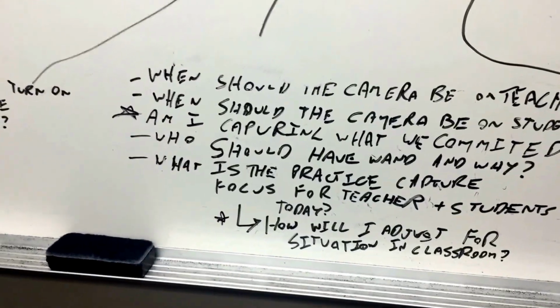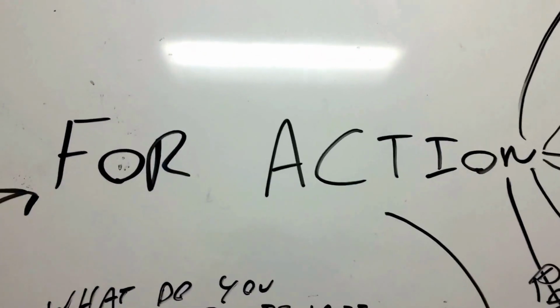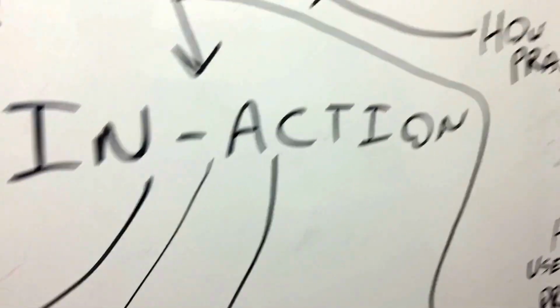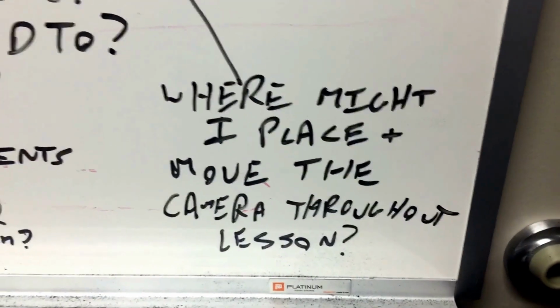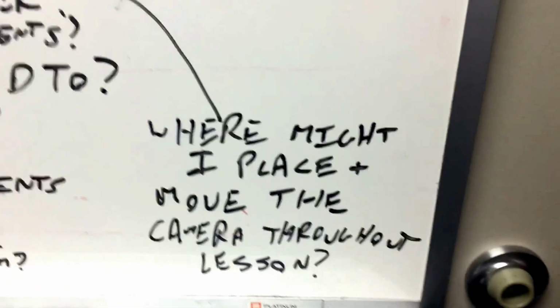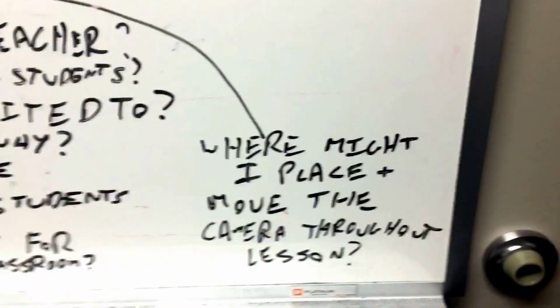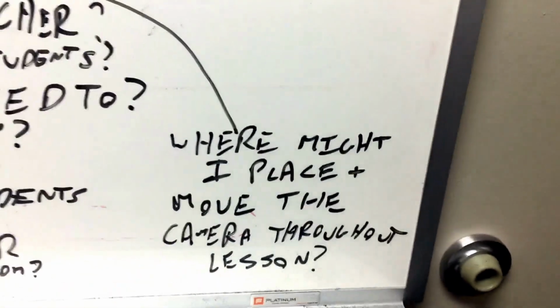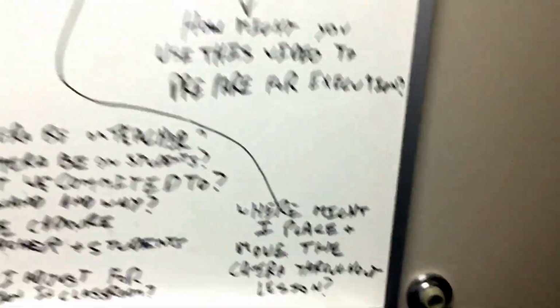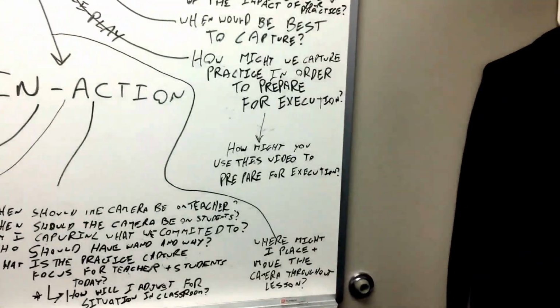As a subset of this, there's a couple of questions that you might ask in between 4-action and in action, one of which is this squiggly line right here, where we ask, where might I place and move the camera throughout the lesson? So really intentionally thinking about between the time, or really throughout the lesson, where am I going to move the camera? So that might happen during the session, or it might more likely be something that you plan on based upon when you know a little bit more about what the individual lesson is going to be.